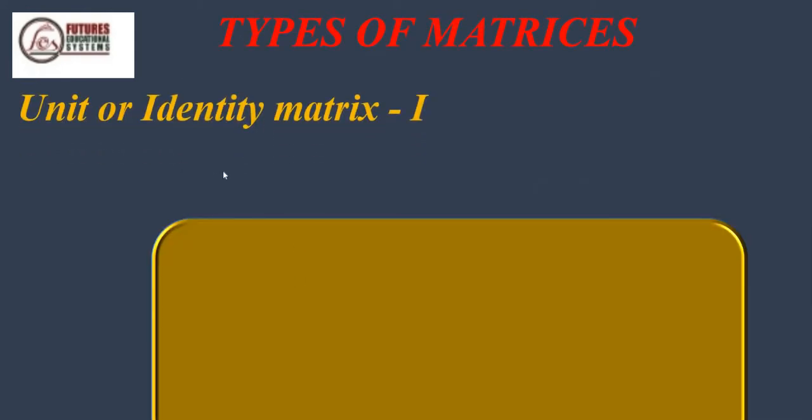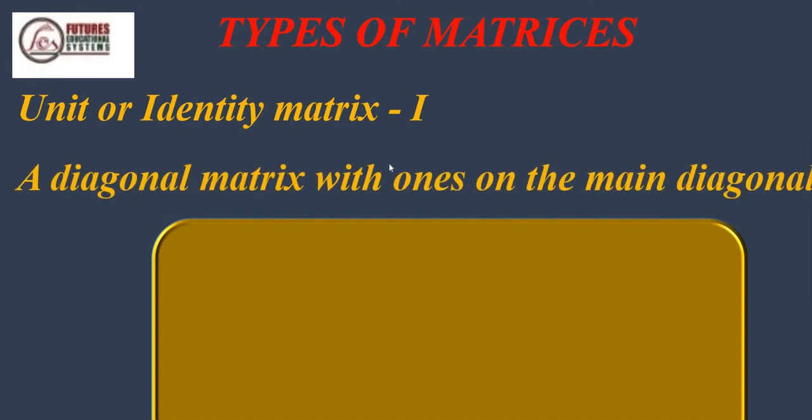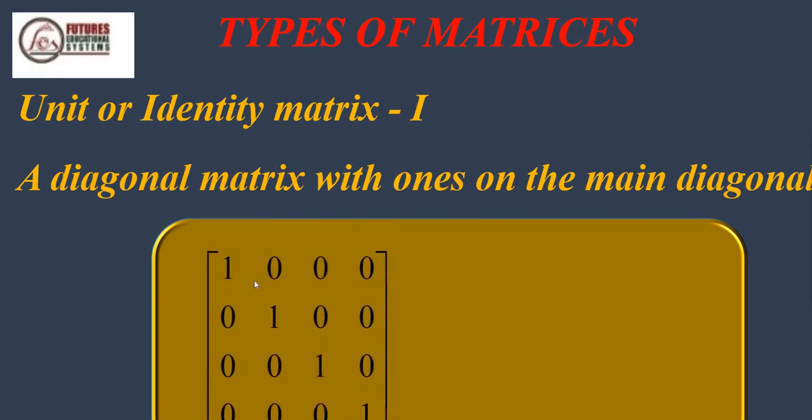Types of matrix. Unit or identity matrix. It's represented by this example. A diagonal matrix with 1 on the main diagonal. The main diagonal equals 1 and the rest equals 0. That's the square identity matrix, the symbol I.